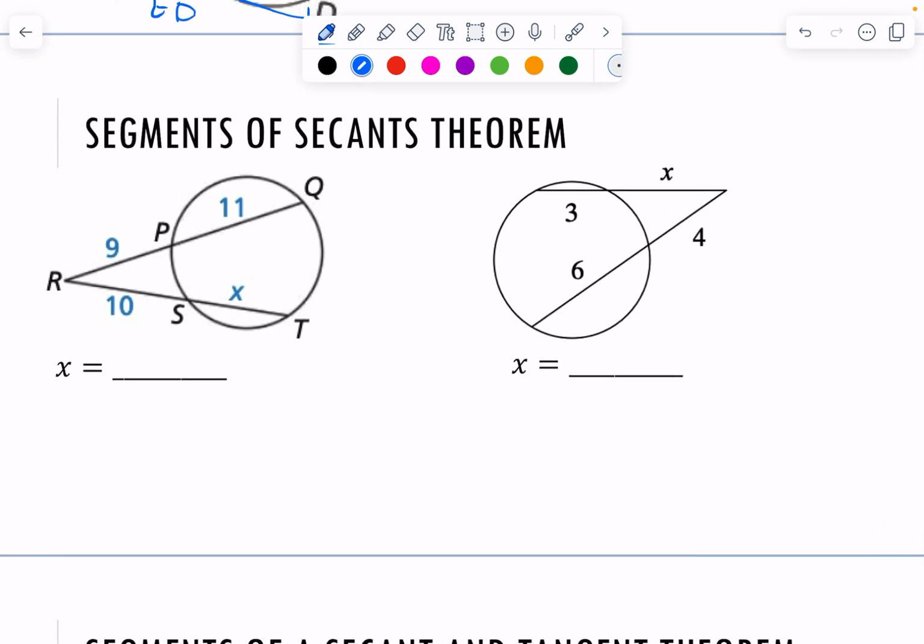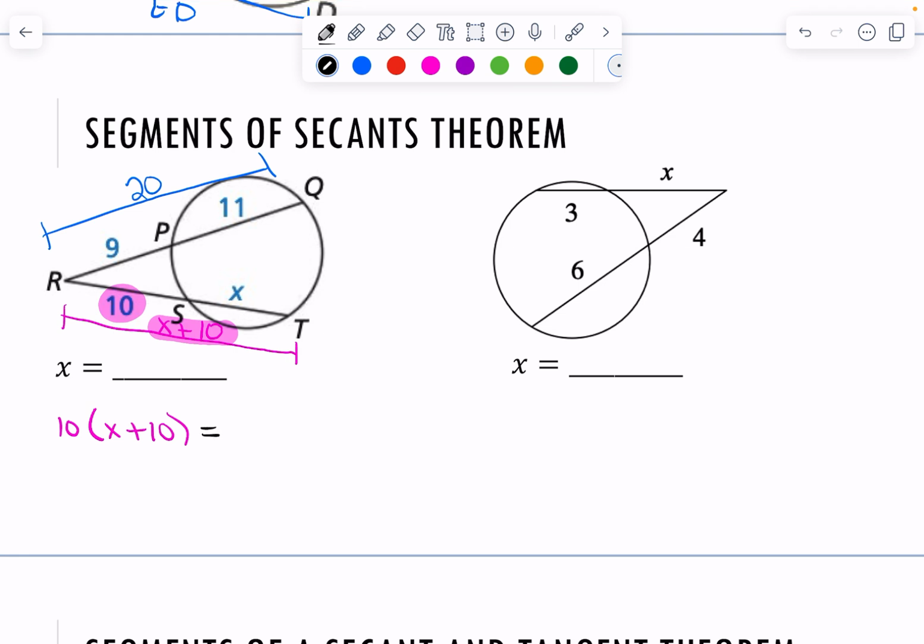So the first thing I'm going to do is find the full. If I go 9 plus 11, that's 20. Down here, I'm going to go 10 plus x. So that full would be x plus 10 or 10 plus x, it doesn't matter. Now I'm going to set it up. Let's just start here. I have the external 10 and the full, so that's going to give me 10 times x plus 10.